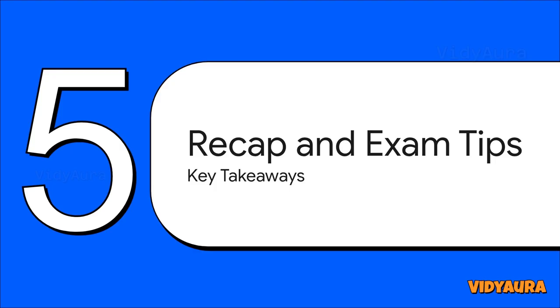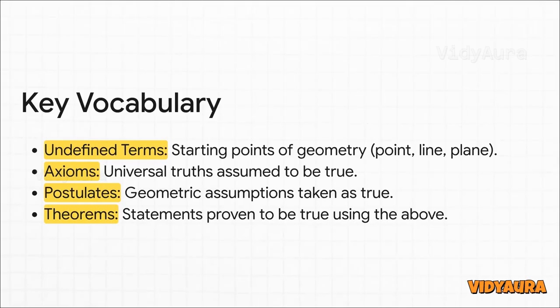Okay, great job, everyone. Let's quickly recap the most important things you need to take away from this, especially for your exams. Let's lock in these key ideas. All right, let's review our key vocabulary. Remember, we have our undefined terms. Those are the basic starting ideas like point, line, and plane. Then we have the rule book, the axioms, which are universal truths, and the postulates, which are the specific rules for geometry. And finally, we have theorems. Those are the statements that we actually prove are true by using all the other stuff. It's a pyramid of logic.